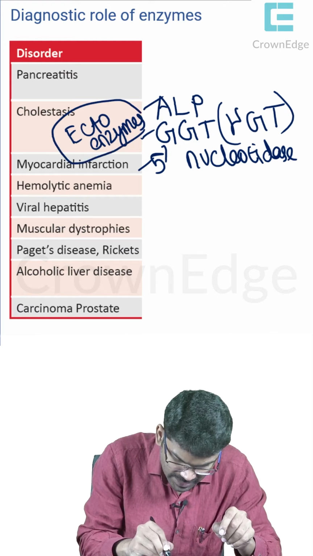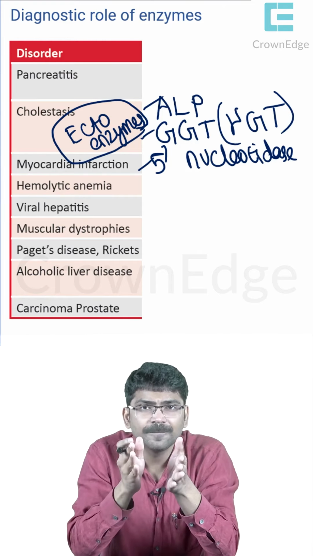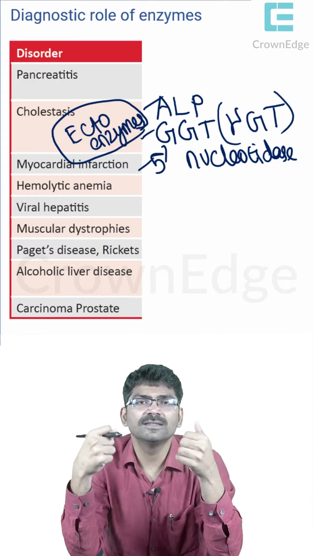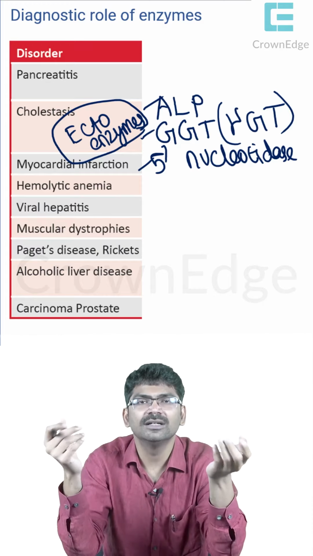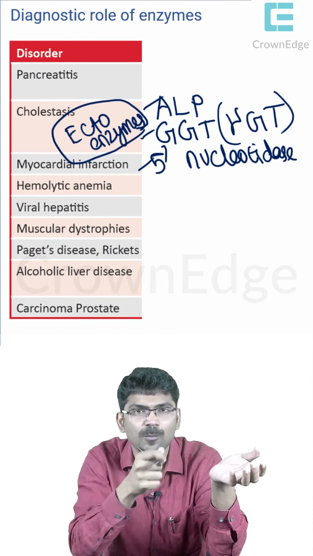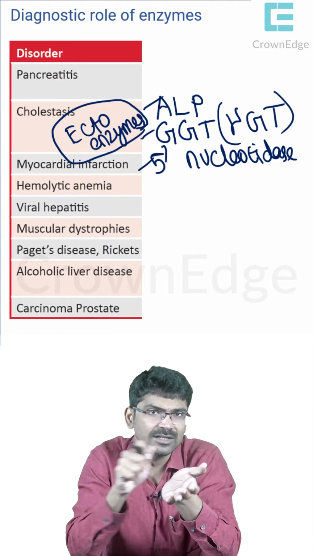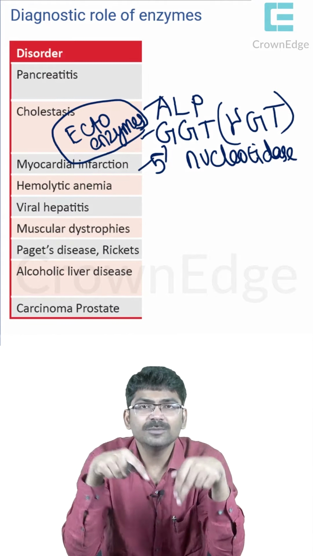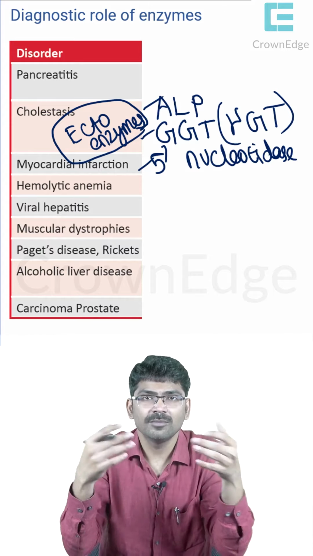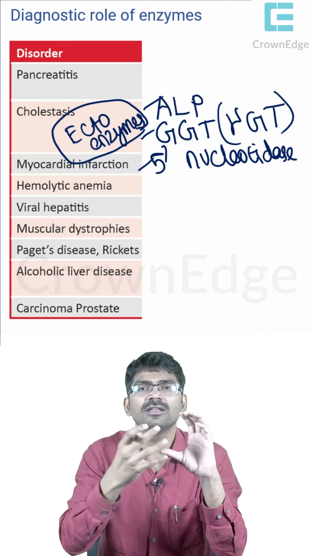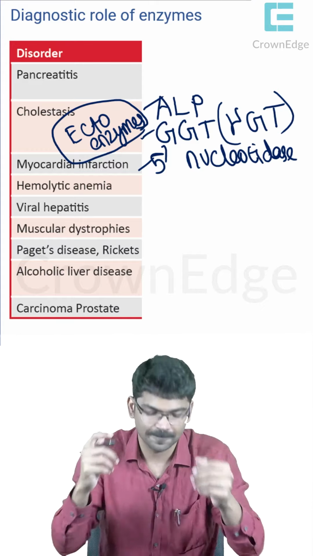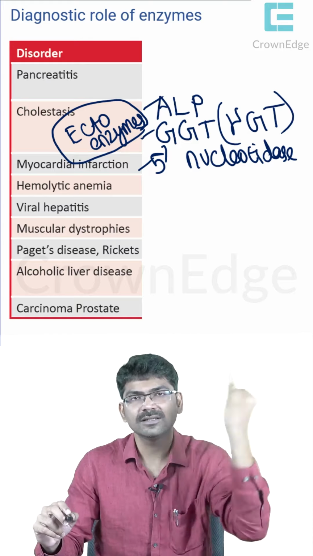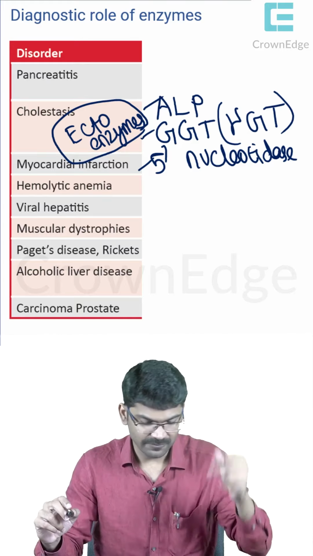When bile stagnates, it releases these enzymes from the cell membrane. Why? Bile is a detergent. It is a surfactant. It is like your soap only. Your soap is a detergent, right? Normally bile is a surfactant, that's why it helps in emulsification of fat and in the formation of micelle. So bile releases these enzymes: alkaline phosphatase, gamma glutamyl transferase and 5' nucleotidase.